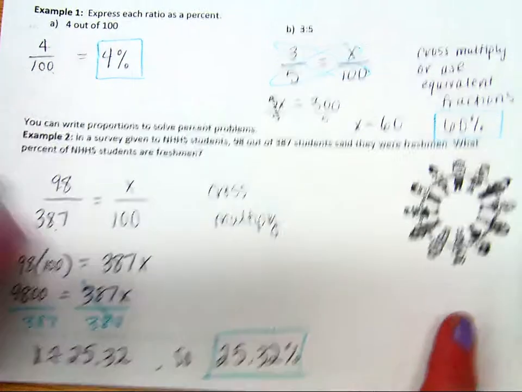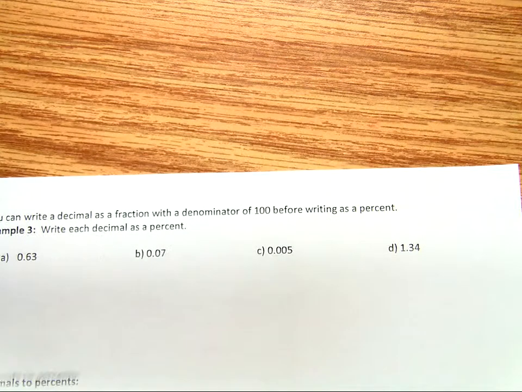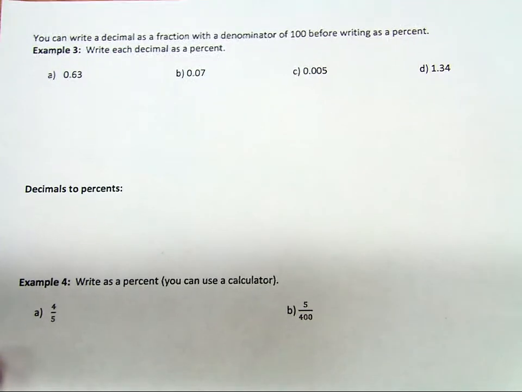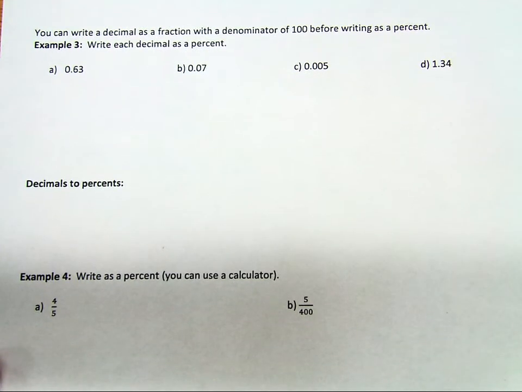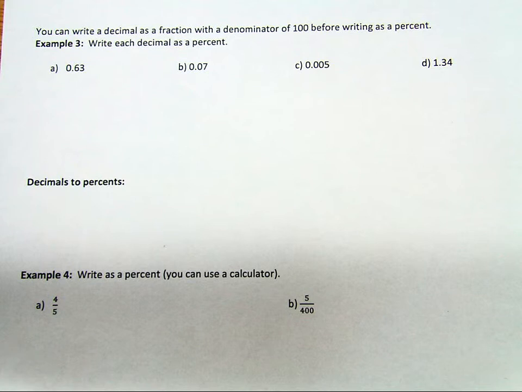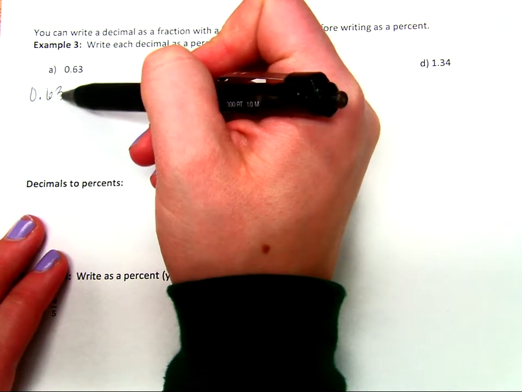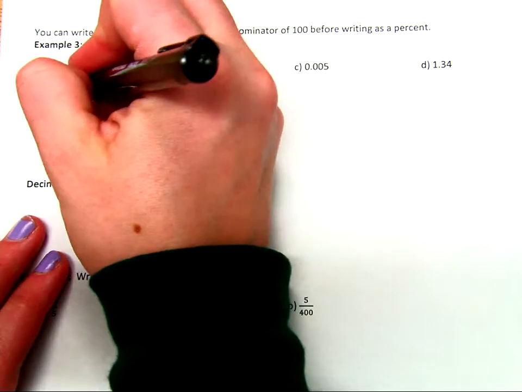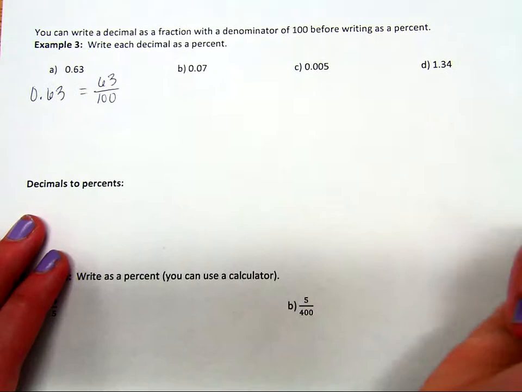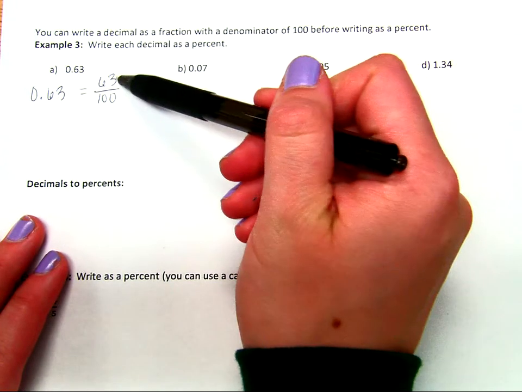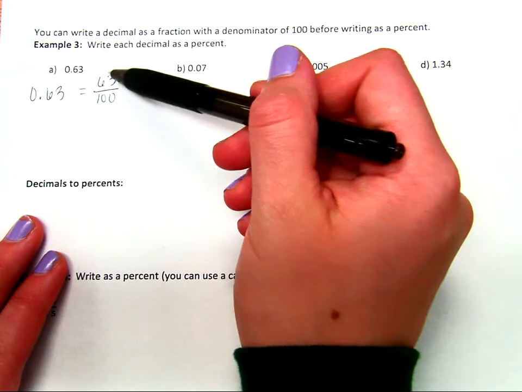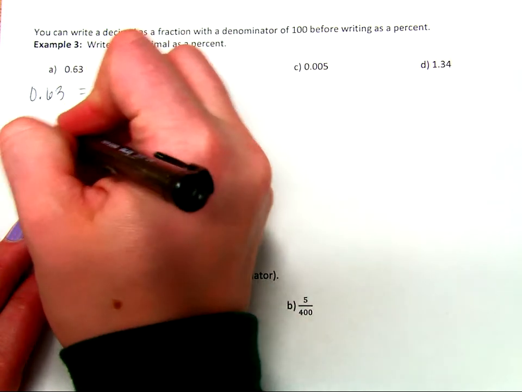Okay, so go ahead and continue with your notes. Next, it says you can write a decimal as a fraction with a denominator of 100 before writing as a percent. So it says write each decimal as a percent. So I have 0.63. Now, if I think back to what I know about decimals, I know that 0.63 is 63 hundredths. This is in the hundredths place, and the way I would say this is 63 hundredths, which I can also write as a fraction, 63 over 100. Now I have a number over 100, which is a percent. It's a ratio of a number compared to 100. So this is equal to 63%.